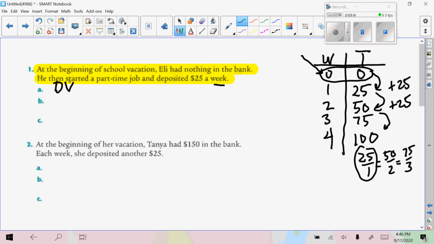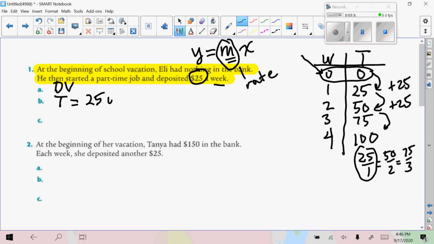Now that we know it's a direct variation, we want to write an equation for that. And direct variation equations are really simple. It's just y equals some number times x. So we have to figure out what that number is. And the number is the rate. And in this case, the rate is $25 a week. So we can just write y equals 25x, or using the letters that make sense for this problem, T equals 25 times the number of weeks.